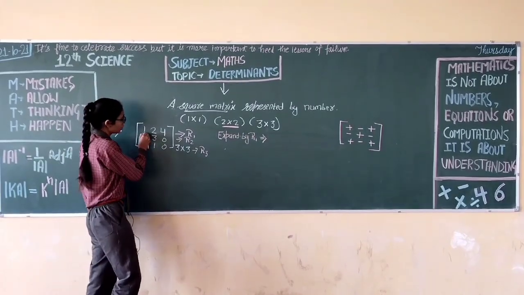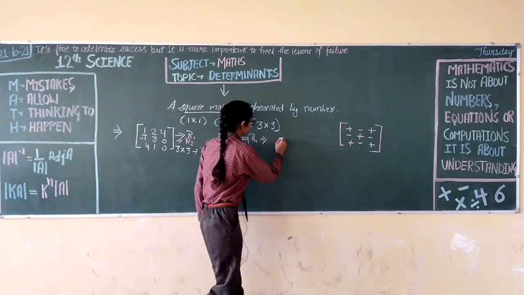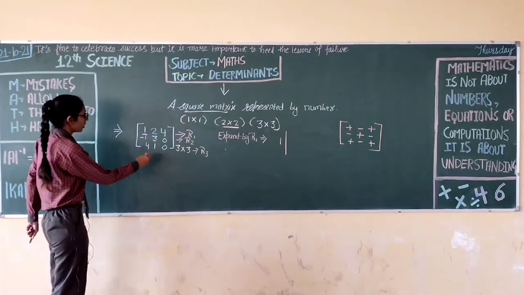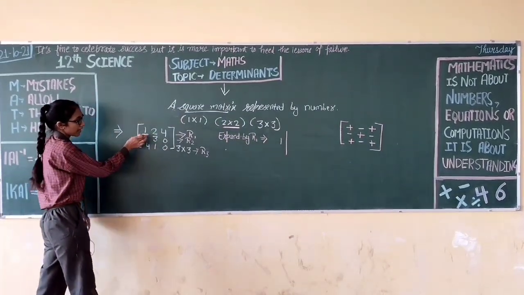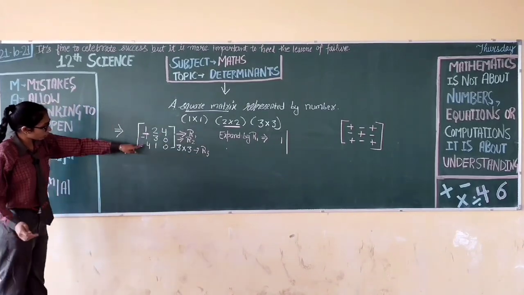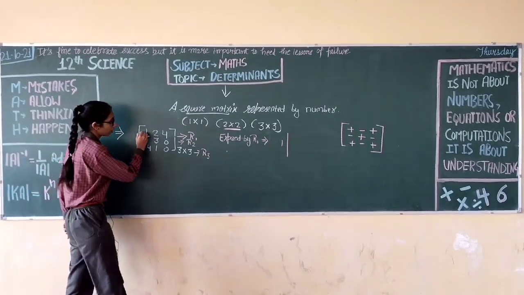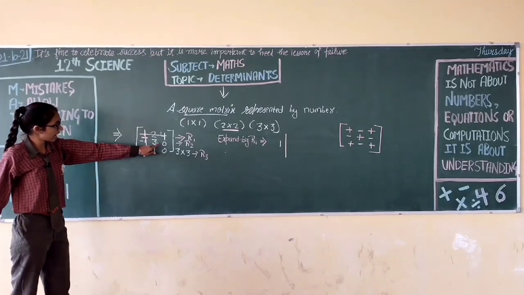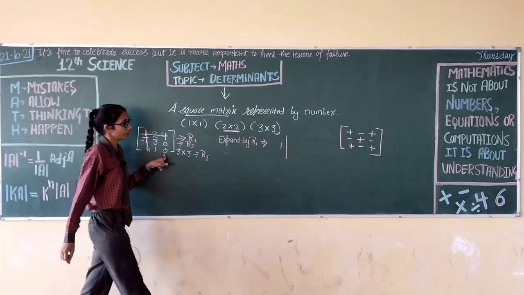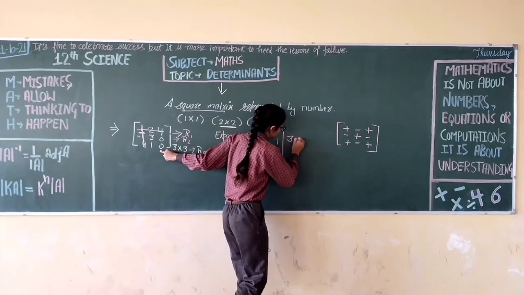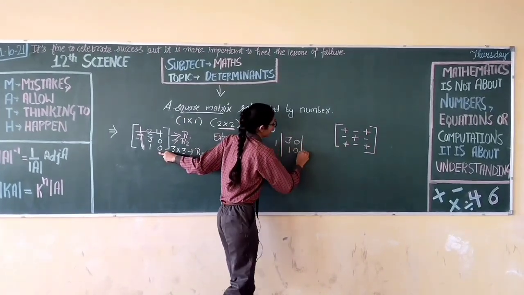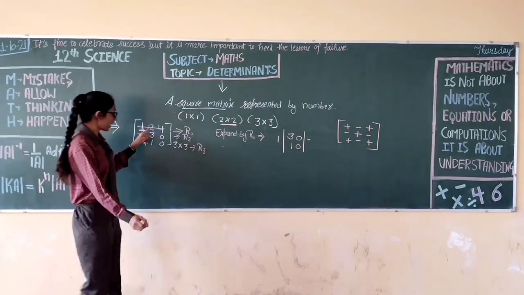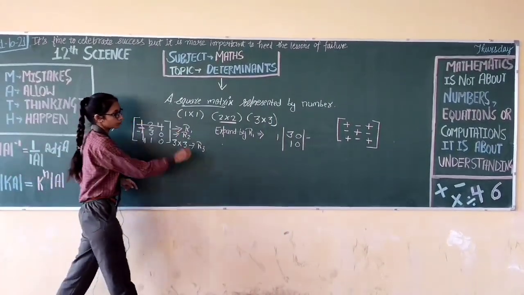We will use plus for 1. Then we will write the sign of determinant. Our element 1 is present in row 1 and column 1, so we will delete row 1 and column 1. If we delete it, then we are left with 3, 0, 1, 0. We will write it in a determinant. Then we will use the sign of minus. What will be our next element? It is 2.